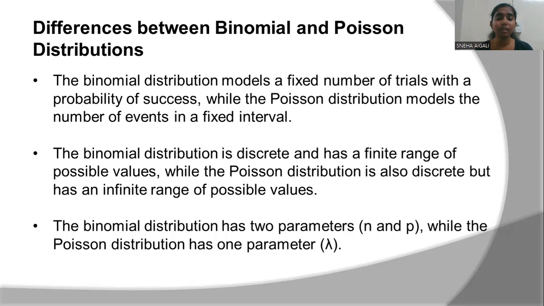The next point is that the binomial distribution is discrete and has a finite range of possible values. Whereas coming to Poisson distribution, it is also discrete but has an infinite range of possible values. In binomial distribution, we have a finite range of possible values, whereas in Poisson distribution, we have an infinite range of possible values. Next up, the binomial distribution has two parameters, that is n and p, while the Poisson distribution has only one parameter.